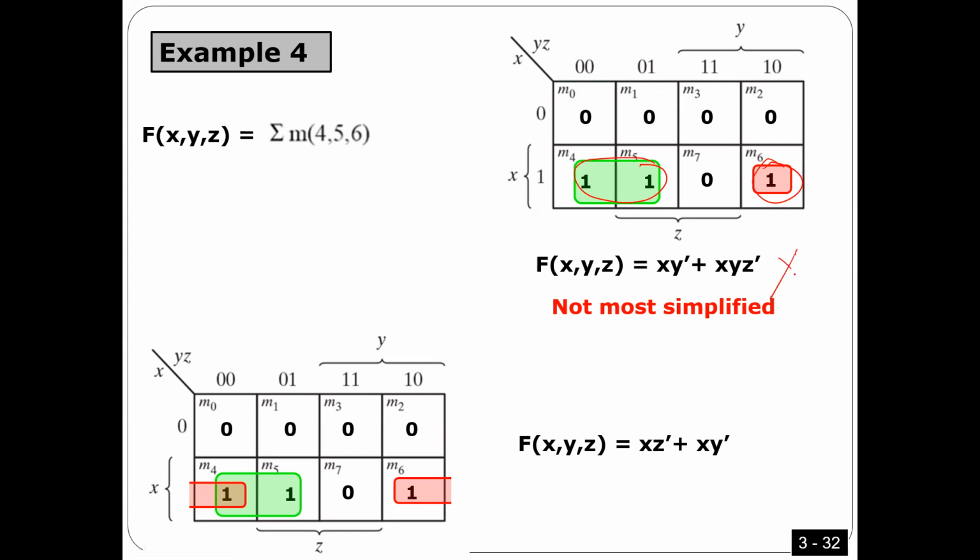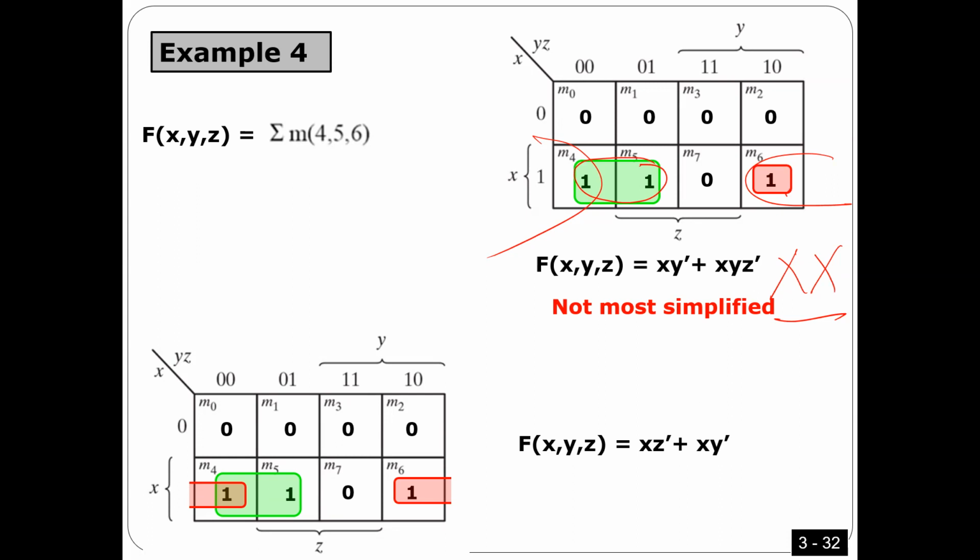This is not the most simplified one. Why? Because I have a better option for this one. Because it has a neighbor here, I can combine it with its neighbor instead of taking it individually, as you see here. That's why this one will give me a more simplified result.